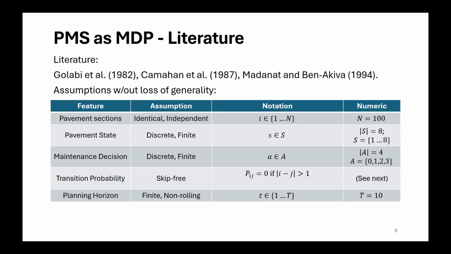And then transition probabilities are skip free, which means that the probability of you doing an action on a pavement section and the state going from, say, 0 to 3 is 0. It can only go either from I to I plus 1 or I to I minus 1. So finally, the planning horizon is finite. If I start from t equal to 1, I'm going to end at t equal to 10. That's it. And then the agency stops taking decisions after that.